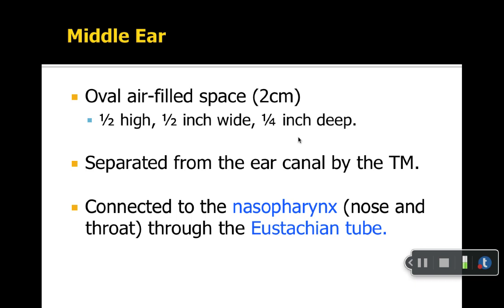The middle ear is an air-filled space, very tiny, 1/2 inch high, 1/2 inch wide, 1/4 inch deep, separated from the ear canal by the tympanic membrane, connected to the nasopharynx, or the nose and throat, by the Eustachian tube. And that's why you visit an ear, nose, and throat doctor, I'm sorry, because the middle ear, not the outer ear, is connected to the nose and the throat through the Eustachian tube. So it's all connected.